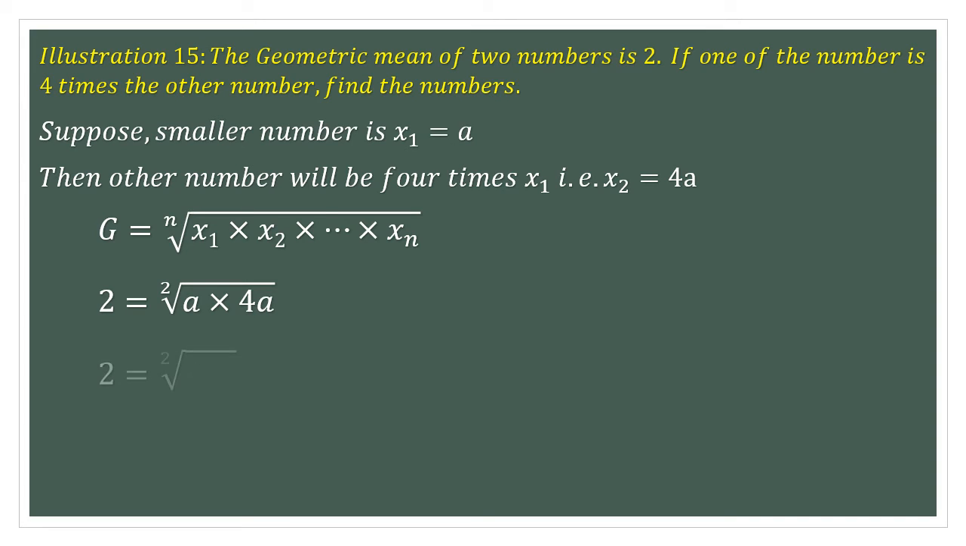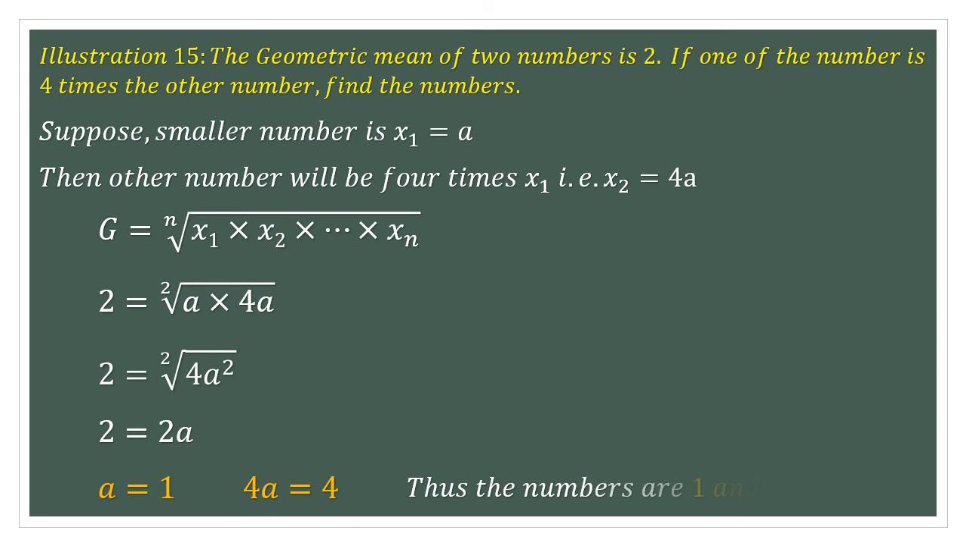Multiply a with 4a and you will get 4a square. Now you need to find the square root of 4a square, so the square root of 4 will be 2 and the square root of a square will be a. So 2 is 2a. When I divide 2 by 2, I get a equal to 1. And if a is equal to 1, then 4a is equal to 4. Logical, right? Thus the numbers are 1 and 4. Got it guys properly? Okay, let's move on.